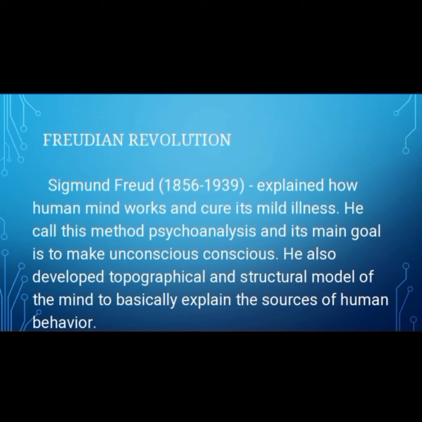Freudian Revolution. Freud, from 1856 to 1939, explained how the human mind works and cured its mild illnesses. He called his method psychoanalysis, and its main goal is to make the unconscious conscious. He also developed topographical and structural models of the mind to explain the sources of human behavior. In the Freudian revolution, there are two models of mind which Freudians use to explain the sources of human behavior.